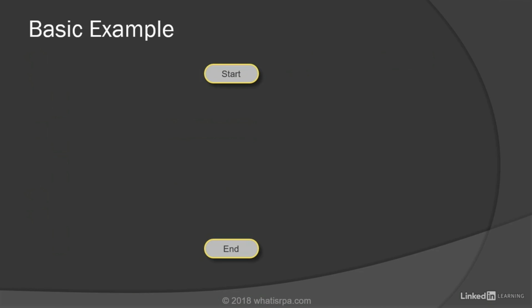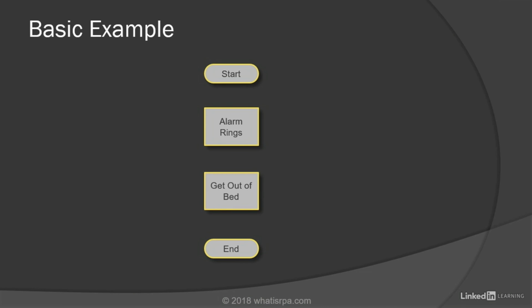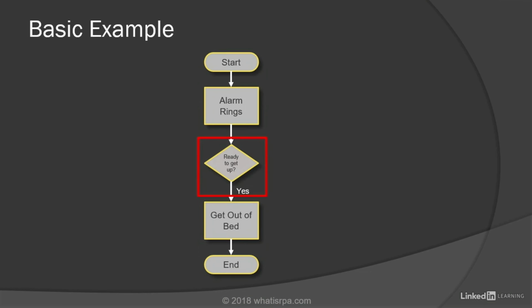We're always going to start with what we call terminators. We'll have one at the beginning and one at the end of our process. Then we typically add in blocks that represent activities that are being performed within the process. So in this case, an alarm rings. What happens after the alarm rings? We get out of bed. So between our start and end terminators, we have two activities in our flowchart. So that the viewer can understand the direction in which the process is executed, we connect all the activities with arrows.